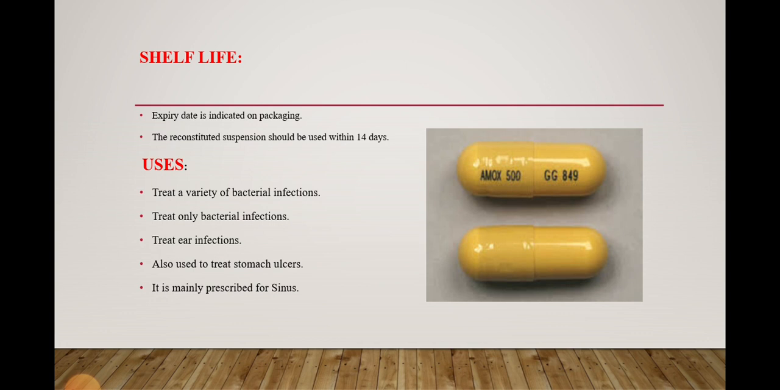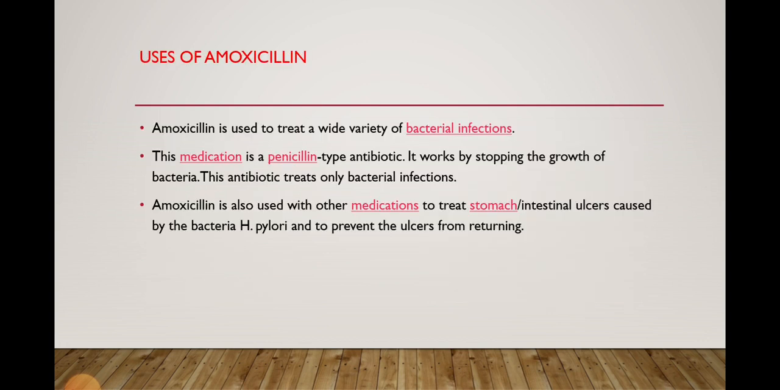Now, talking about the uses of amoxicillin, it treats a variety of bacterial infections because it's a broad spectrum antibiotic. It treats only bacterial infections, and is also used to treat stomach ulcers. It's mainly prescribed for sinus infections. Uses of amoxicillin: amoxicillin is used to treat a wide variety of bacterial infections. This medication is a penicillin type antibiotic. It works by stopping the growth of bacteria. This antibiotic only treats bacterial infections as stated earlier. Amoxicillin is also used with other medications to treat stomach and intestinal ulcers caused by the bacteria H. pylori, Helicobacter pylori, and to prevent the ulcers from returning.